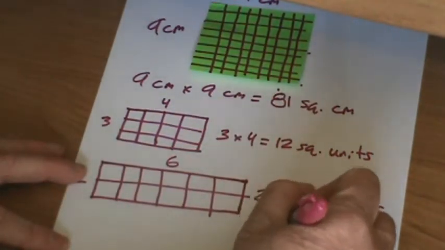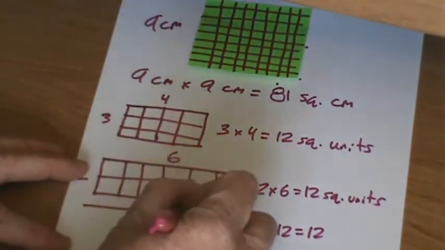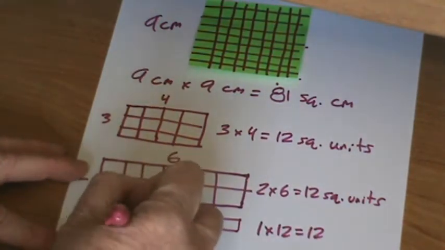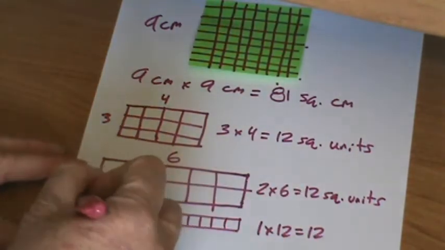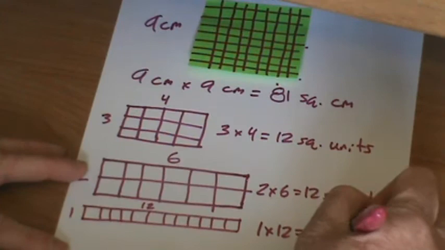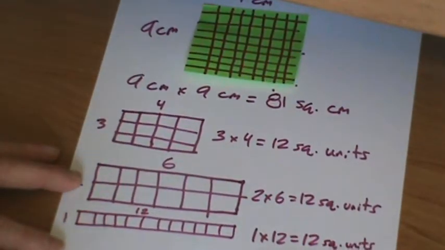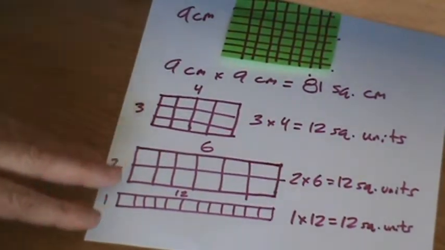1 times 12 equals 12. And let's make the square units. We have 1, 2, 3, 4, 5, 6, 7, 8, 9, 10, 11, and 12. So this is 1 by 12, 12 square units. And isn't this a hoot that they all have the same area, yet they all have different shapes?